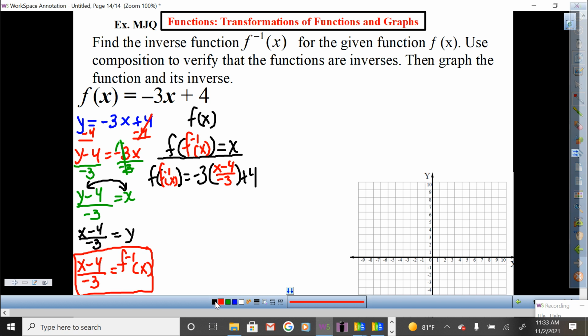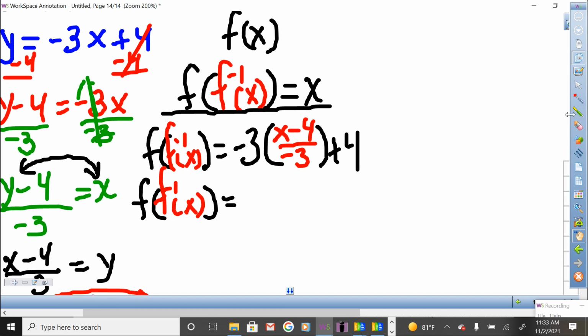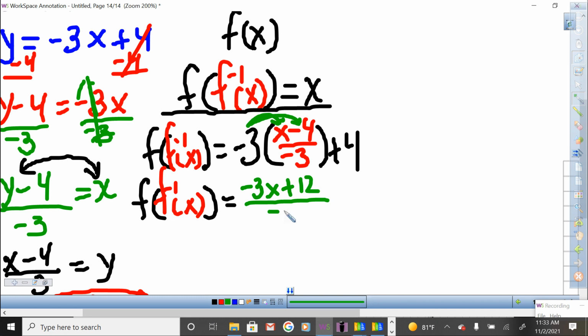Stay focused. Here it goes. So, here it goes. F. I'm just going to write the inverse because this is only a label to tell me what I'm working with. So, here we go. I'm going to zoom in. All right. What is -3 times x and -3 times -4? That is -3x, and then -3 times -4 is 12, and all of that over -3, and then I just do plus 4. Are we there so far?